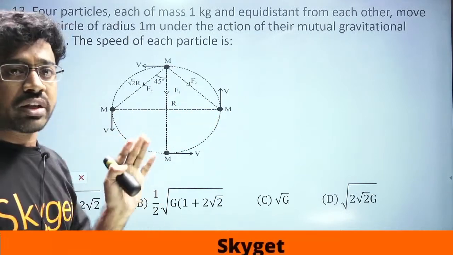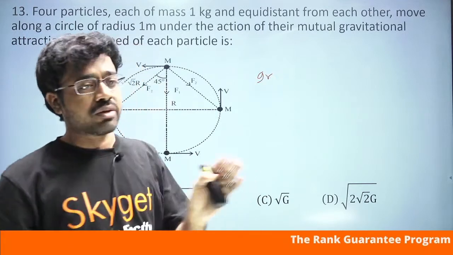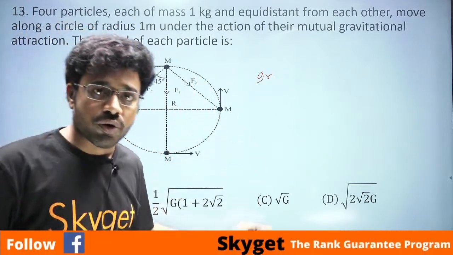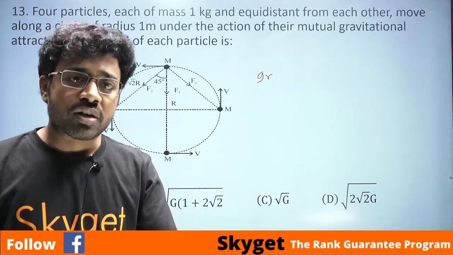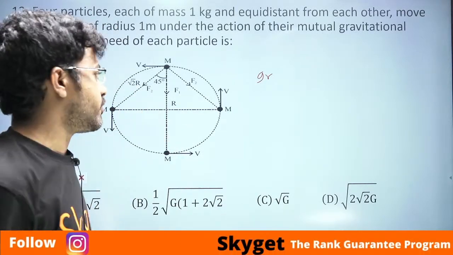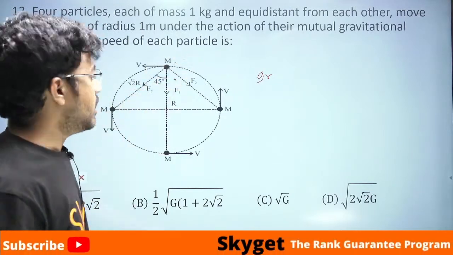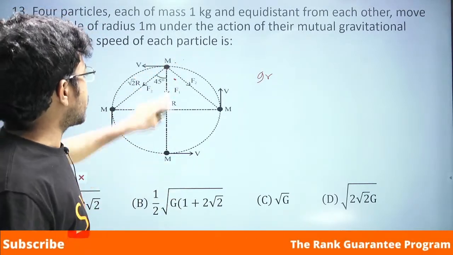as these are the 4 masses, there will be a force of attraction, that is, the gravitational force will exist between these 4 masses, and these 4 masses are moving in the path of the circle only because of their mutual forces of attraction, that is the gravitational force. So obviously, first let us consider this mass at the top of the circle. What are the forces acting on this mass?